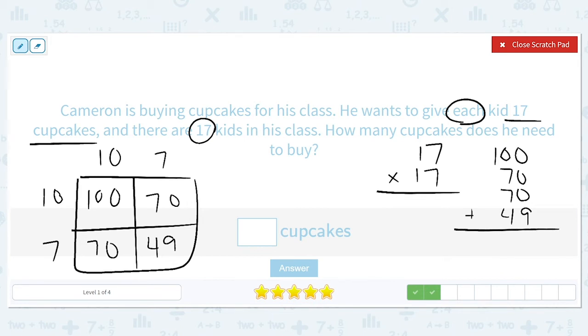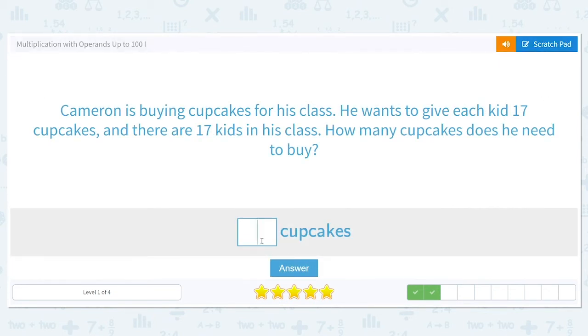0 plus 0 plus 0 plus 9 is 9. 0 plus 7 is 7, plus another 7 is 14. Plus another 4 is 18. Carry the 1. And 1 plus 1 is 2. So he needs to buy 289 cupcakes.